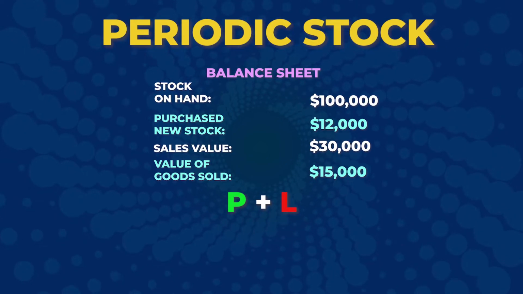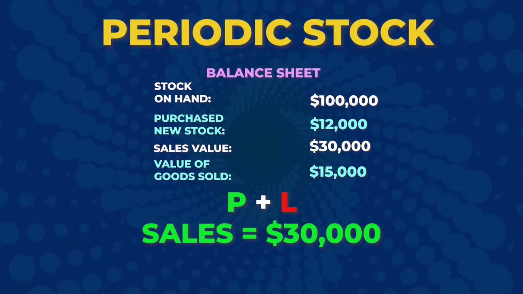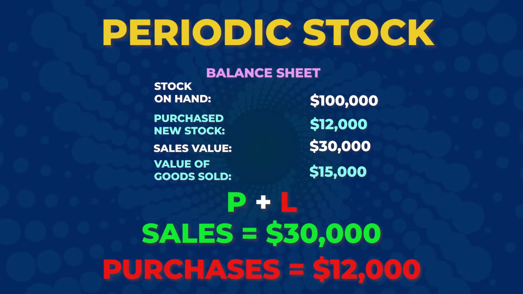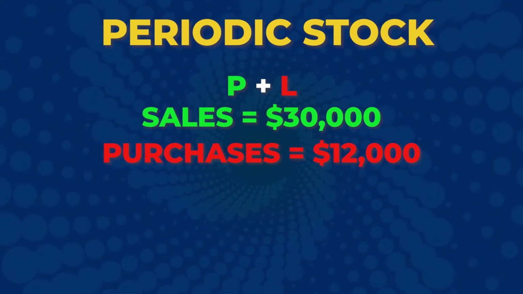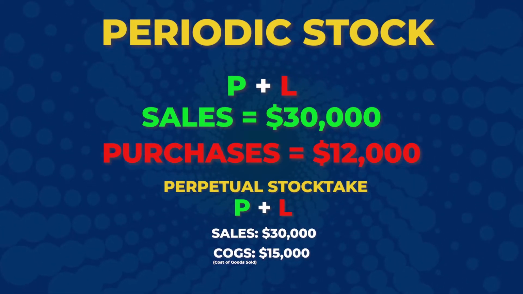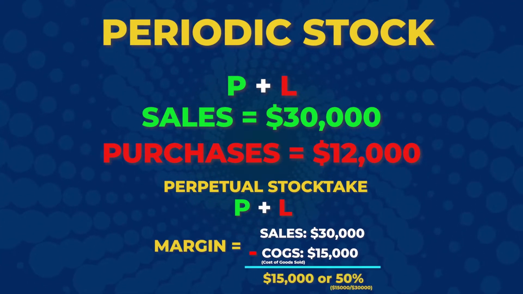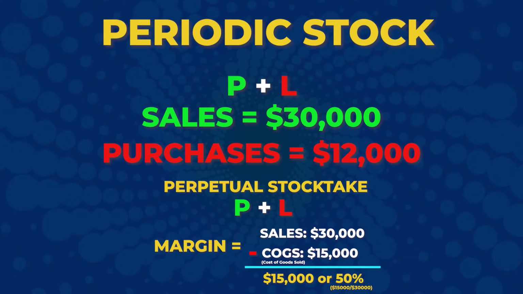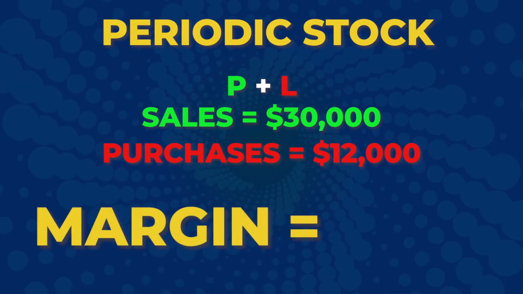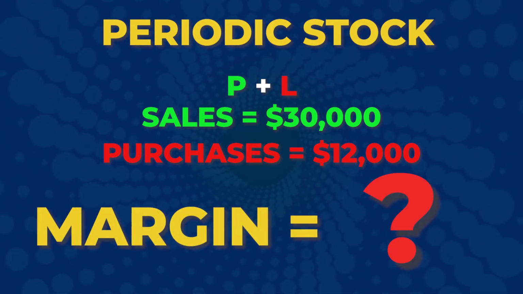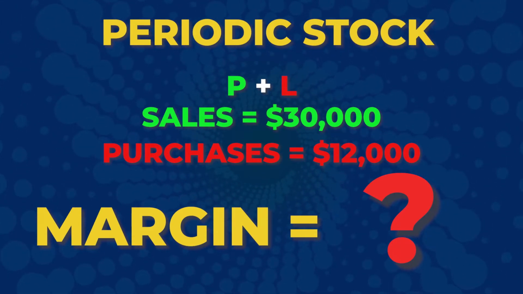And then secondly, on our profit and loss, we would see sales for $30,000 and purchases for $12,000. Notice the difference in the language. In the perpetual version, we spoke about costs of goods sold, whereas in this case with periodic, we are looking at purchases. It is how much we have bought, not necessarily how much we have consumed relative to our sales. This means that the margin at this point in time is unknown. We have $30,000 worth of sales, $12,000 worth of purchases, and an unknown margin currently.